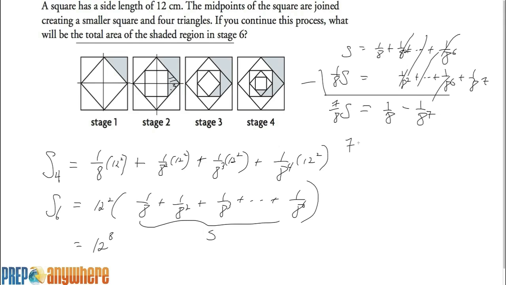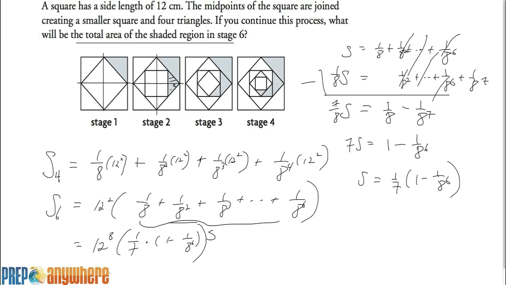You can multiply both sides by 8 and get 1 minus 1/8 to the power of 6. Right? So then S would be 1/7 of 1 minus 1/8 to the power of 6. So this all can be replaced with that. Okay. And at which point we can maybe choose to simplify this a little bit more or use a calculator. It won't really simplify too much.